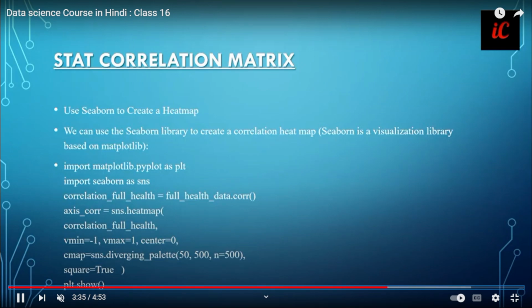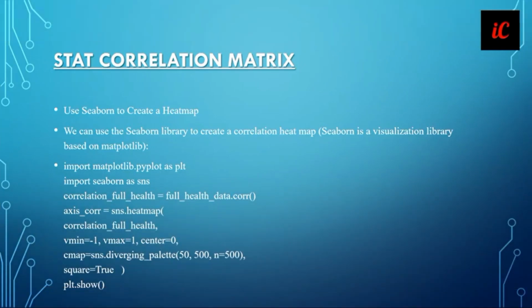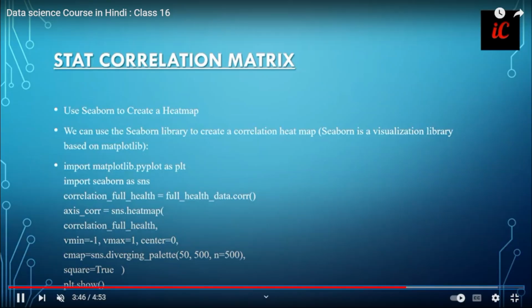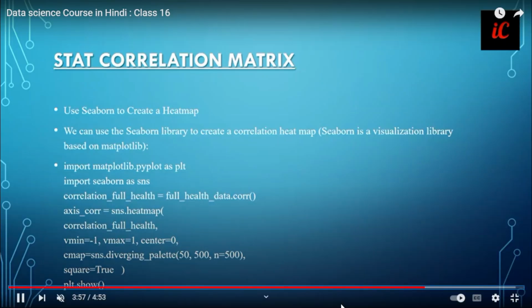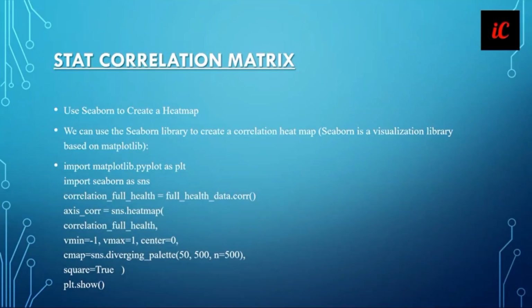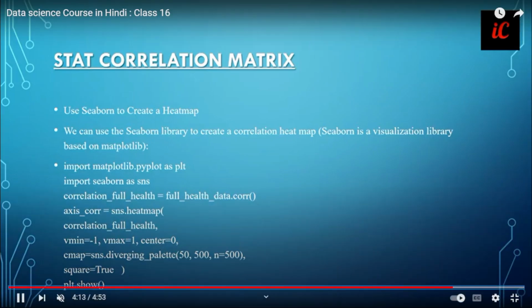This will help you understand how to import the library and then use the Full Health data set. Use sns.heatmap() to tell Python that we want a heat map. Define the colors with the diverging palette, and square equal to True means that we want to see the squares. These are the kinds of details we want to provide. Pause this video and try to read this code, then you will be able to understand. Read all the notes properly, watch this video again and again, then try at your place, and you will be able to work on it.